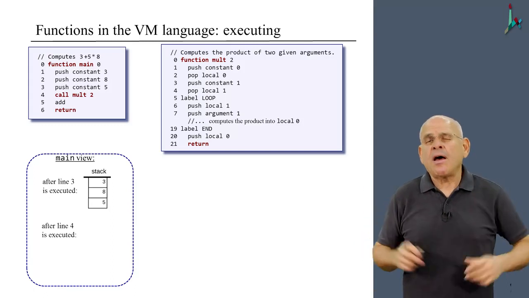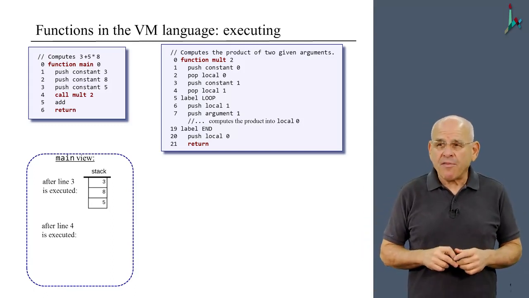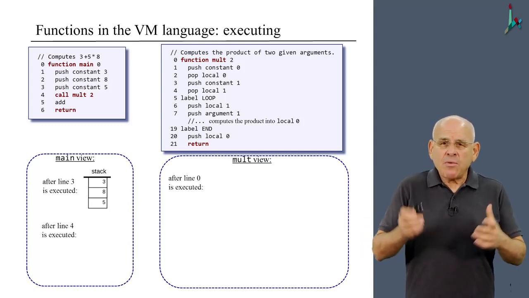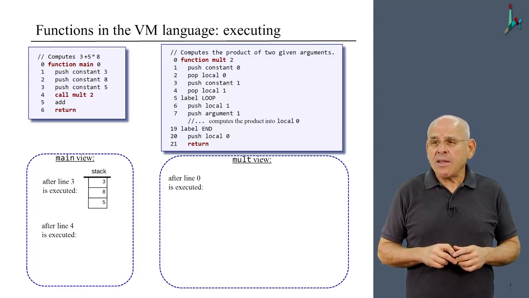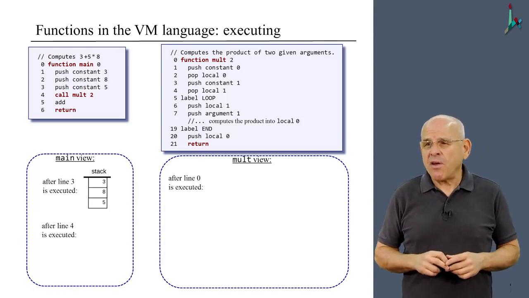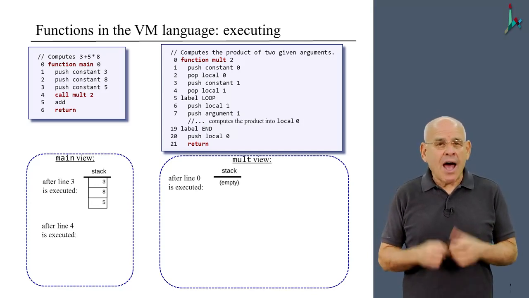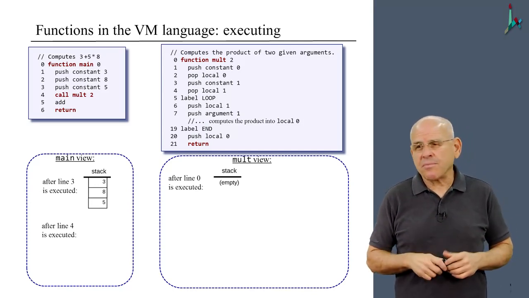So here is the view of the mult function, and let's see what happens after line 0. After line 0 gets executed, I get several things. First of all, I get an empty stack. Now, when I say I, I mean I am now the mult function.